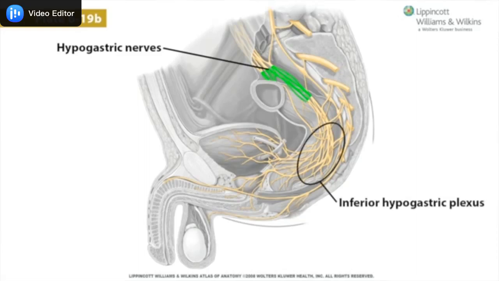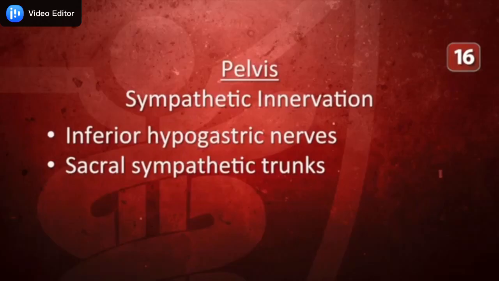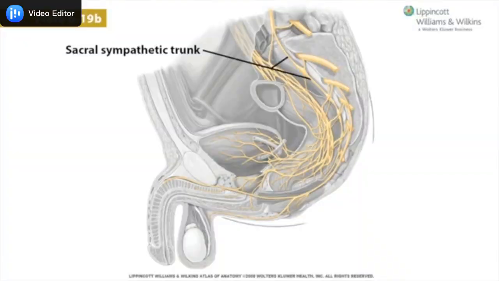The inferior hypogastric plexus, which is made up of sympathetic and parasympathetic nerves, is located on the anterior aspect of the sacrum. The sympathetics in this plexus come from the inferior hypogastric nerves and from the sacral sympathetic trunks. The sacral sympathetic trunks are very tiny, run on the ventral surface of the sacrum, and do not come from sacral levels of the spinal cord. Recall that the sympathetics arise from spinal cord levels T1 to L2. Thus, the sacral sympathetic trunks are just extensions of the lumbar sympathetic trunks.